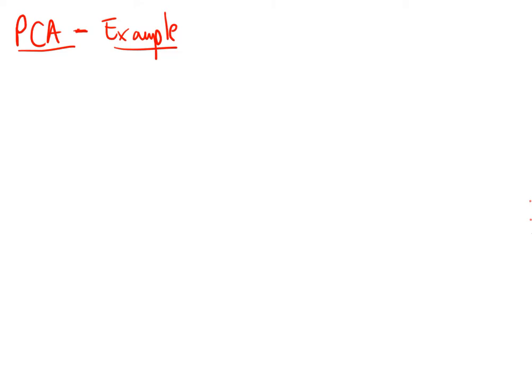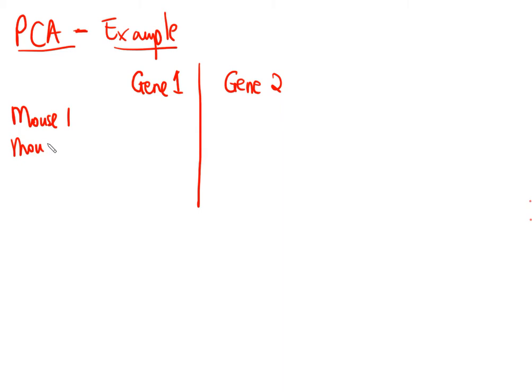I know in the previous video there was a lot to take in, but hopefully in this example things will get much clearer. So let's imagine we have gene expressions for mice. Here it's going to be gene 1, and here we have gene 2. We are just going to deal with 2 genes for now. We have mouse 1, mouse 2, mouse 3, mouse 4, mouse 5, and then mouse 6.